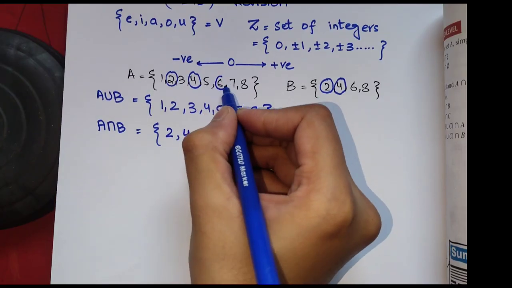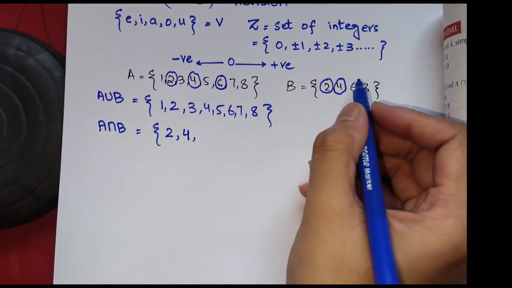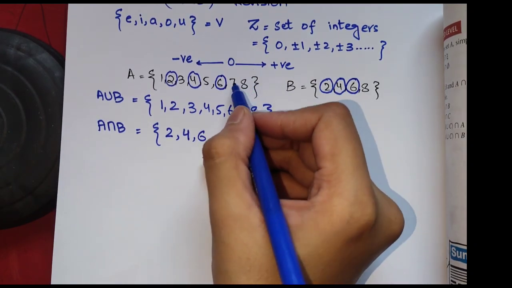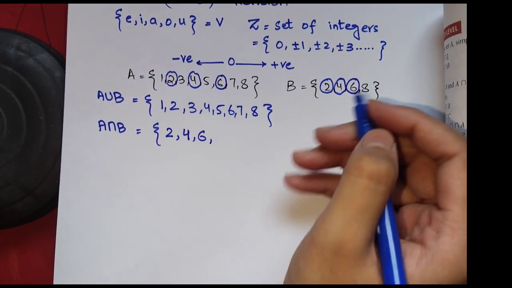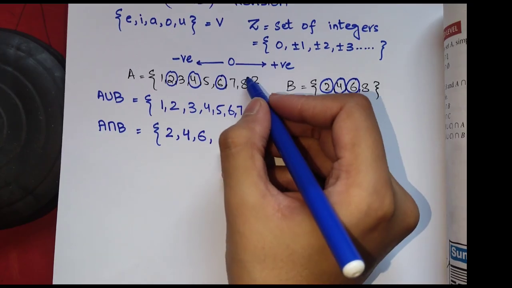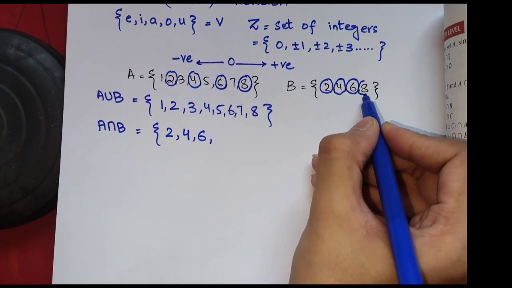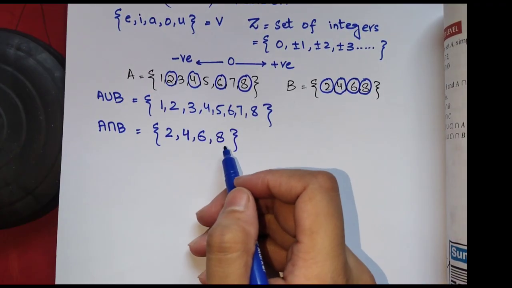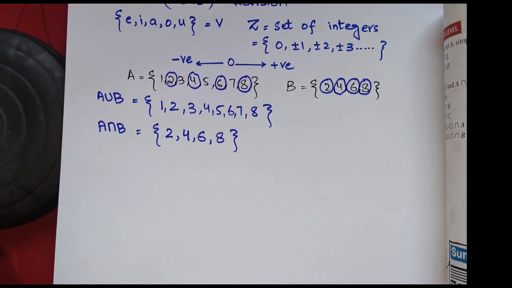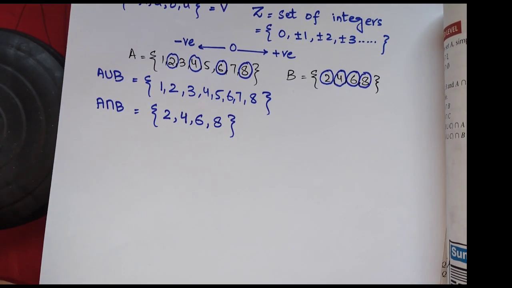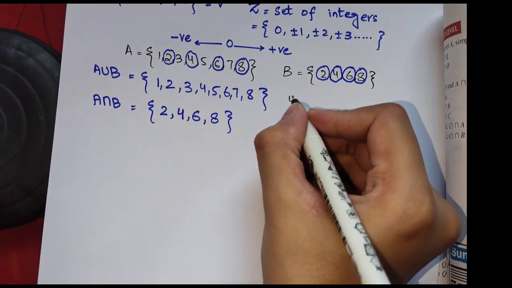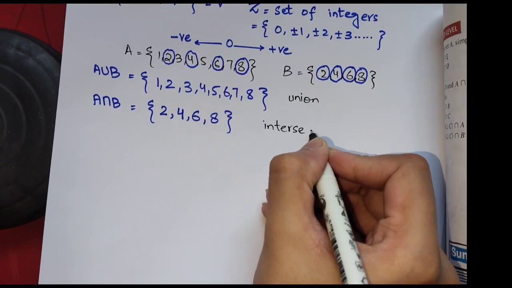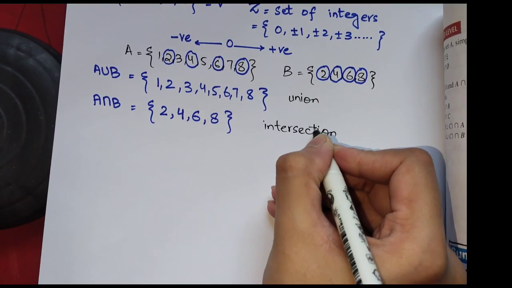The next element we are seeing is 6, which is also found in the B set, so we can write 6. And 7: here is no 7, so I don't write 7. And next is 8. Here is 8, and 8 is also present in B, so I am writing 8 here. So this is the intersection of two sets, and here is the union of two sets. This is the union, this is the intersection.